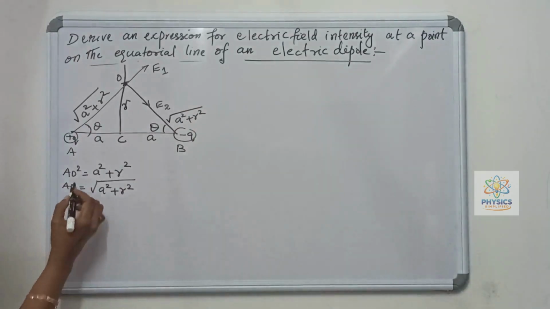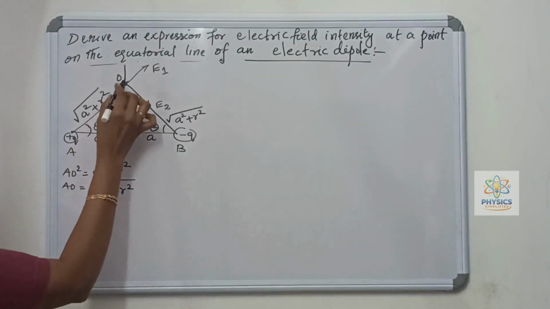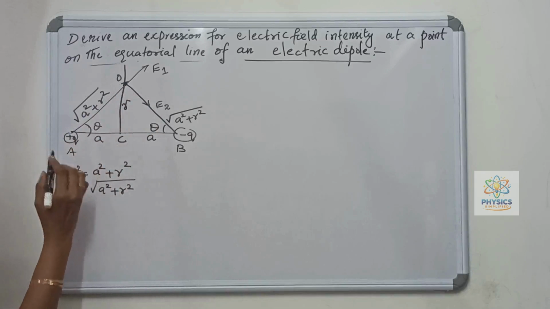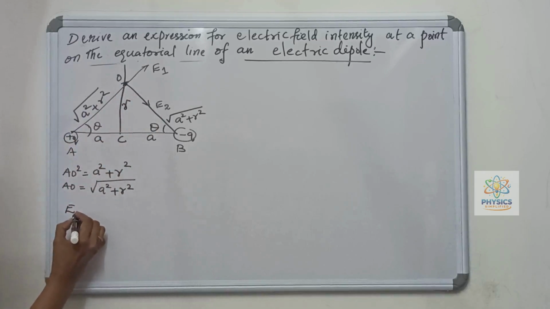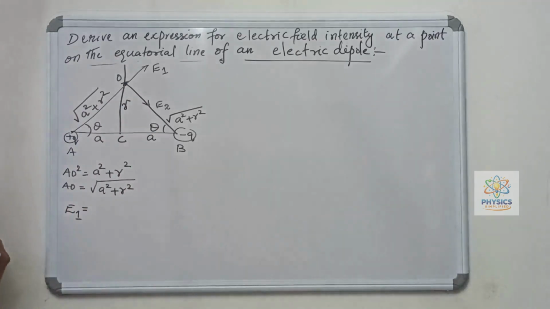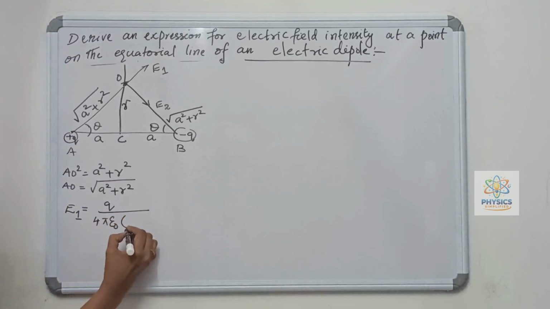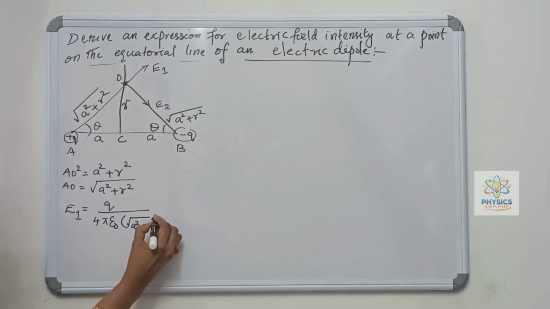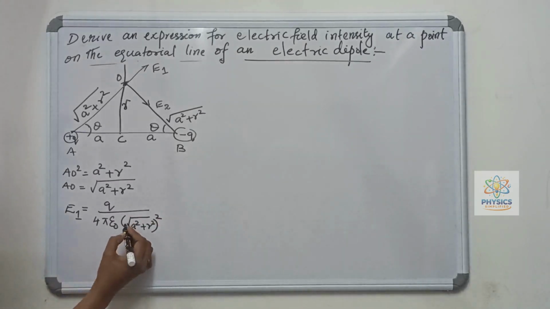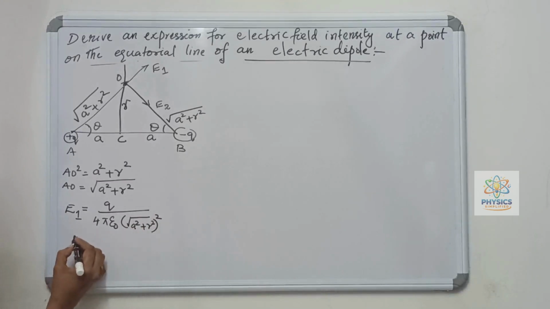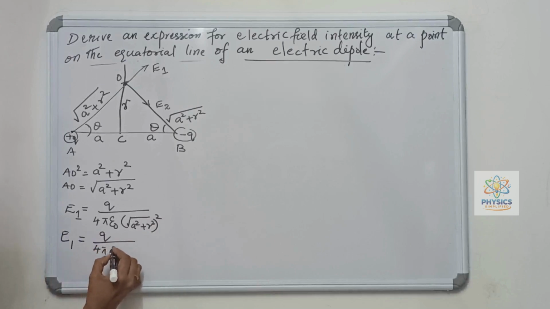Okay, so the next one, electric field intensity at the point O due to the charge plus Q can be written as E1 is equal to Q by 4 pi epsilon 0 into root of A square plus R square, the whole square. If we take the square value, we get E1 is equal to Q by 4 pi epsilon 0 into A square plus R square.